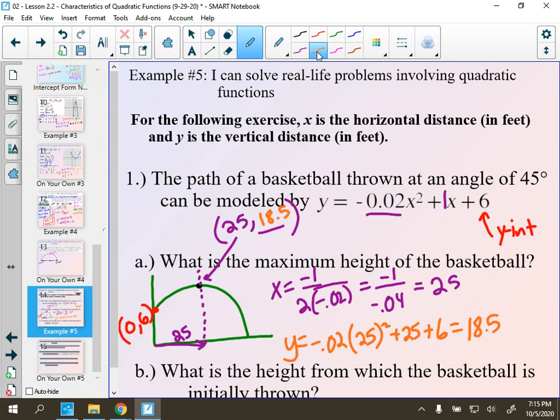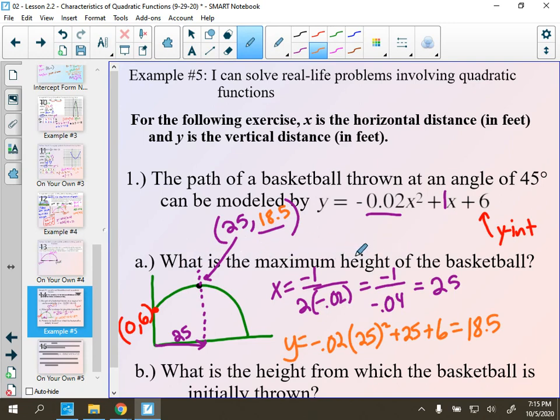So by itself, it's just some random 25, 18.5, but that's huge for us. That's our vertex. There's our axis of symmetry. There's our y-intercept. The graph's opening down because of this right here. That's our maximum value. So we've essentially answered every single one of those 5 features.